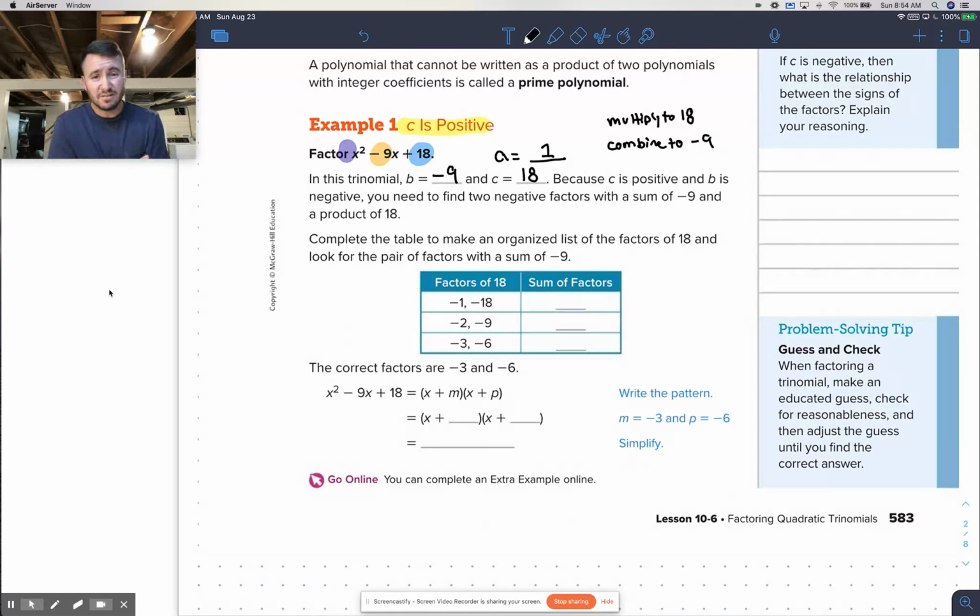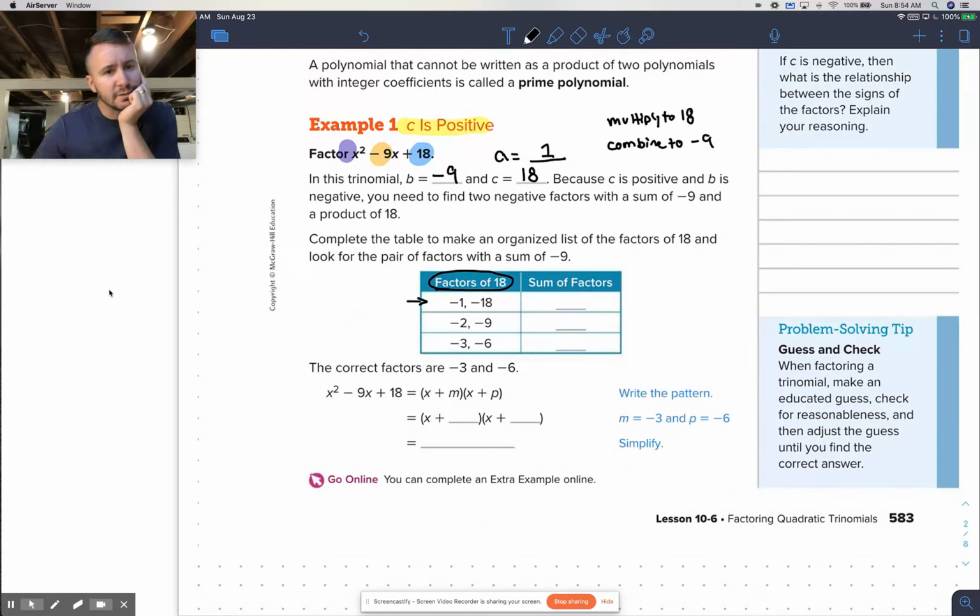So where are you going to start? Well, they kind of do it in a table form, which I think is helpful. And they say, well, here's all the factors of 18. So they basically said, well, how do you make 18? How do you multiply things to 18? Well, you say 1 times 18. So that's the first one, but they give you negatives.